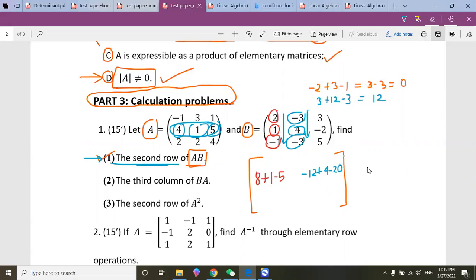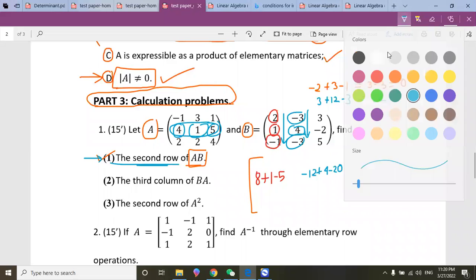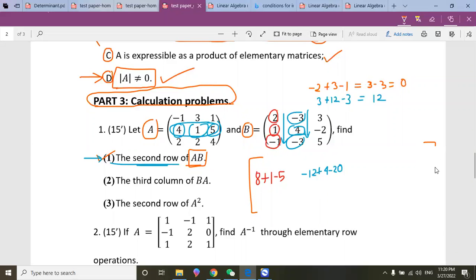Let me extend this a little bit. And then let's go to the third column. So again the same thing. 4 multiply 3 will be 12. 1 multiply -2 will be -2. And then 5 multiply 5 will be +25. Okay. Can you understand?